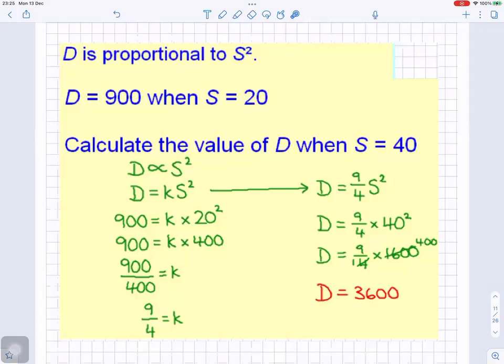Now it says calculate the value of D when S is 40. So you take the 40, you replace it for S there. So D is equal to 9 over 4 times 40 squared. And it gives you D is 3,600. For 40 squared, 4 times 4 is 16, it gives you 1,600. And you can simplify it from there to get 3,600.